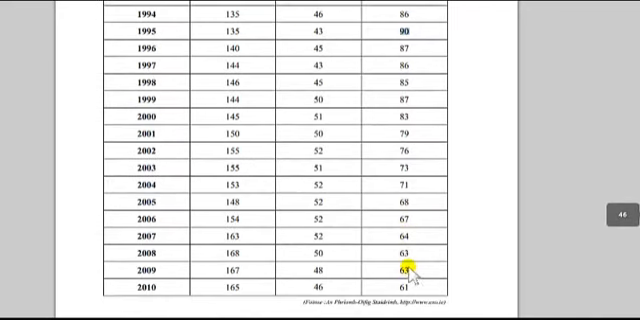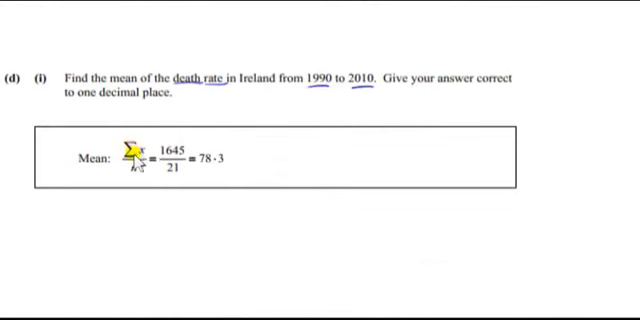of all these values. So this Greek letter is an uppercase sigma. So that means we're summing all the values. Well, the letter X here stands for the values in the death rate column. So we're summing all those values, and we're dividing by n, where little n stands for the number of values, the sample size, which is 21. So the mean death rate is 78.3.